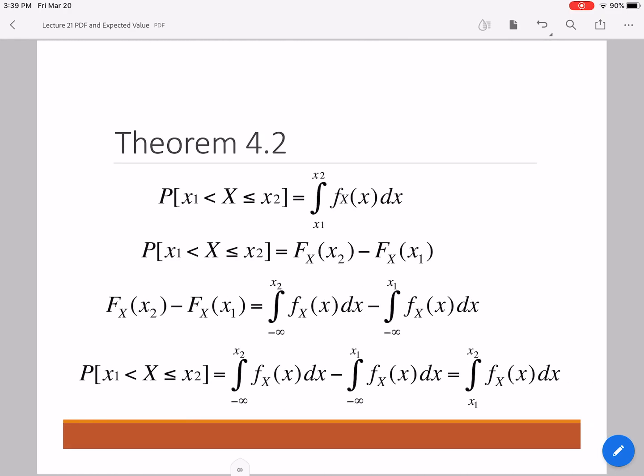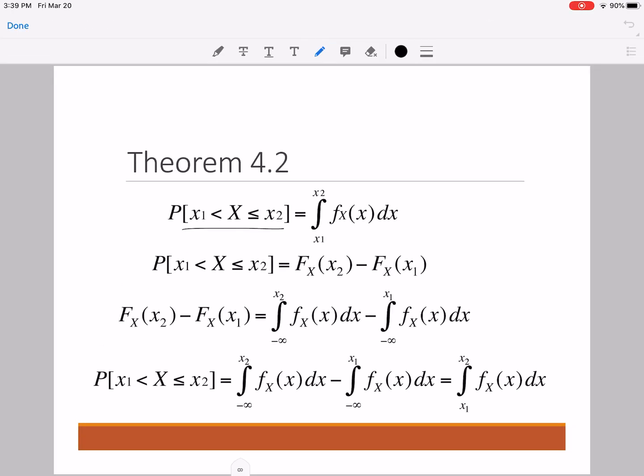All right. Now, the most important theorem that you will use in order to find probabilities of this form is theorem 4.2. It gives you the probability that X is greater than x1 but less than or equal to x2 in terms of integration of the PDF. Essentially, the probability that X is greater than x1 but less than or equal to x2 is an integral of small f of x, the PDF, from x1 to x2. Now, this is easy to prove if you use your Calc 2 principles.